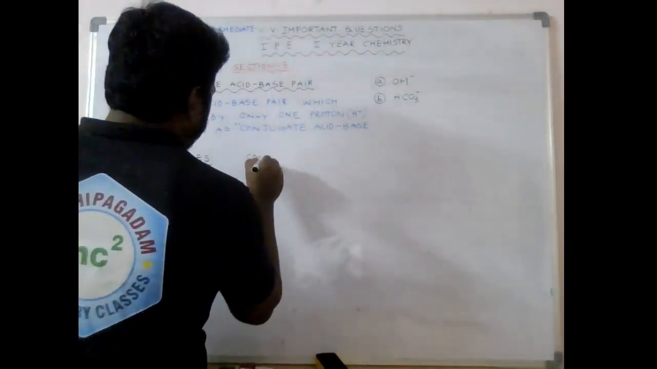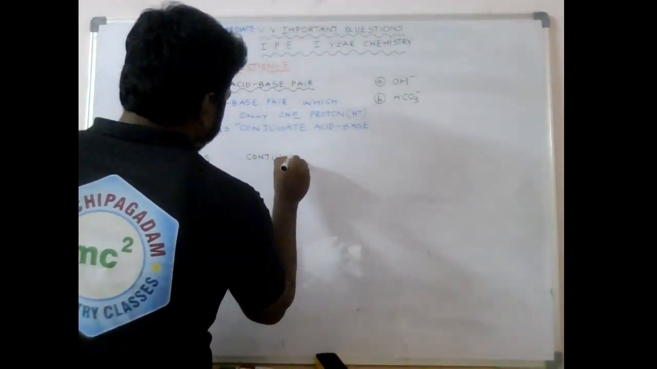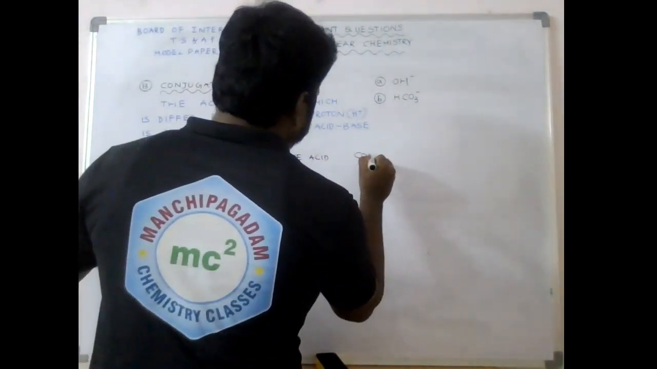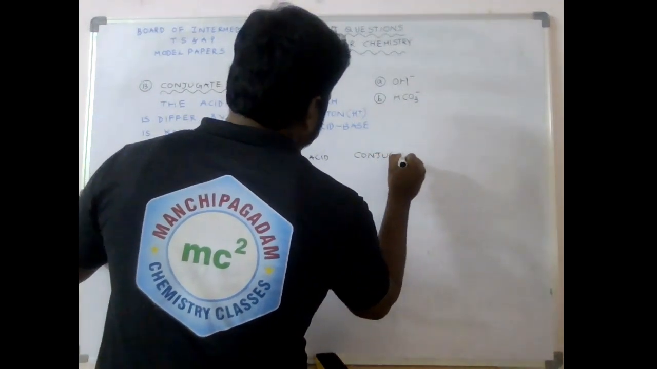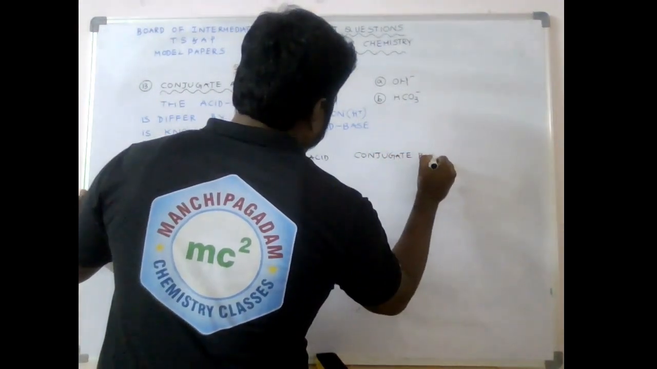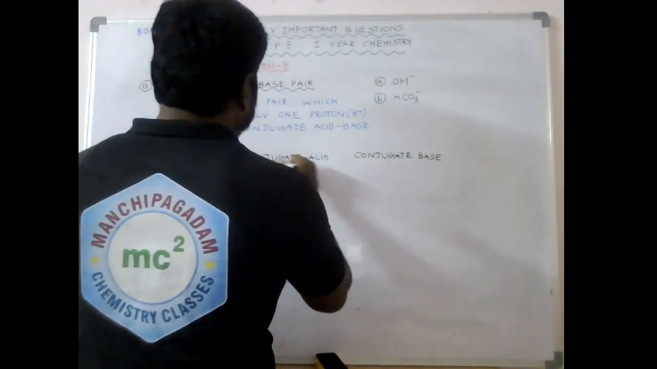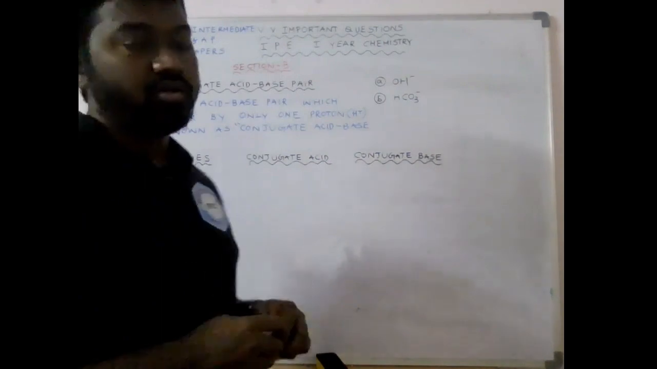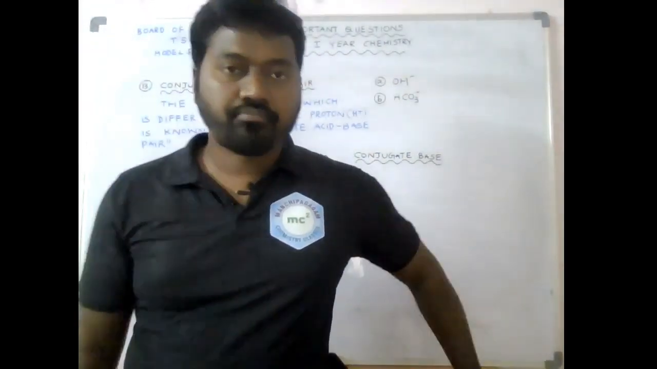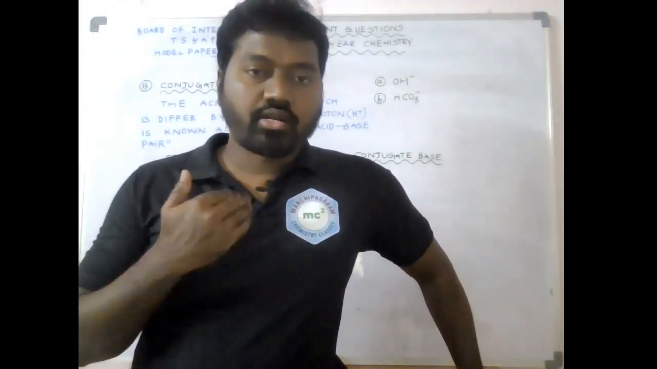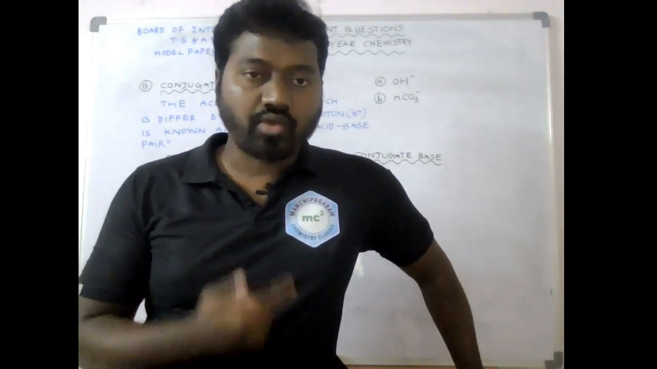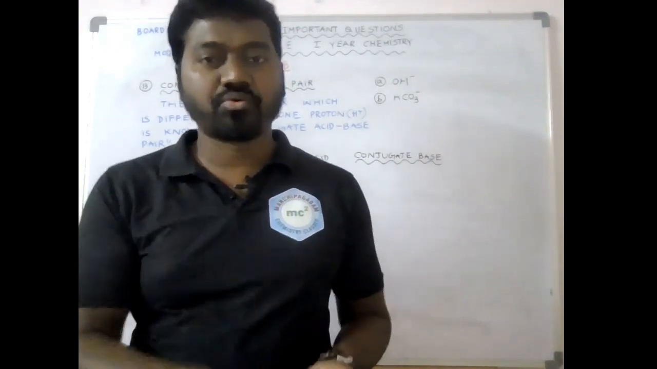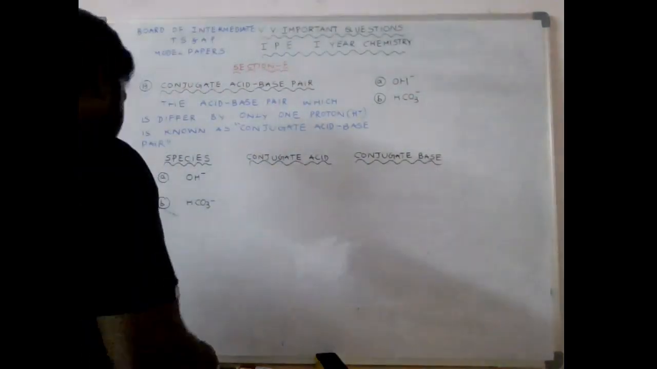Now we have to write the conjugate acid and the conjugate base, both. Very simple. Whenever we are trying to write the conjugate acid, we have to add 1 proton. Try to remember this. Conversely, for the conjugate base we have to remove 1 proton. Correct? So what is the conjugate acid for this?